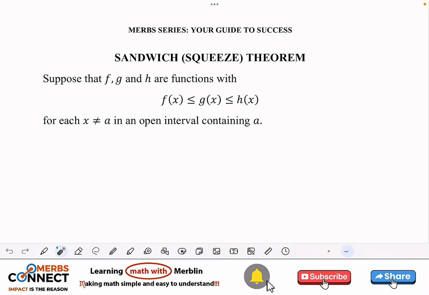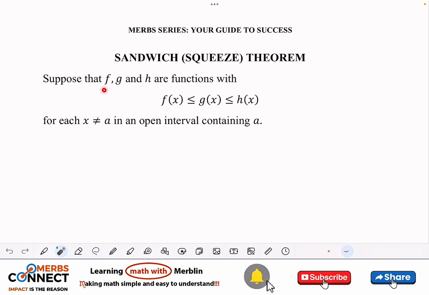So we are talking about limits and we've looked at a lot, right? And now we have come to talk about the squeeze theorem, or the sandwich theorem. I love the squeeze theorem so much because when I'm teaching it, I enjoy it. So let's look at the squeeze theorem.